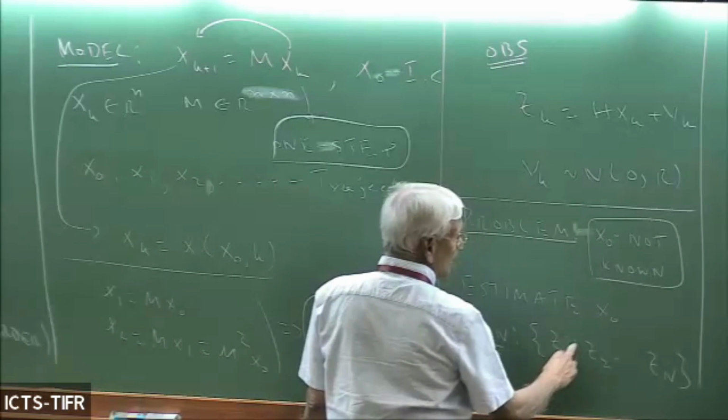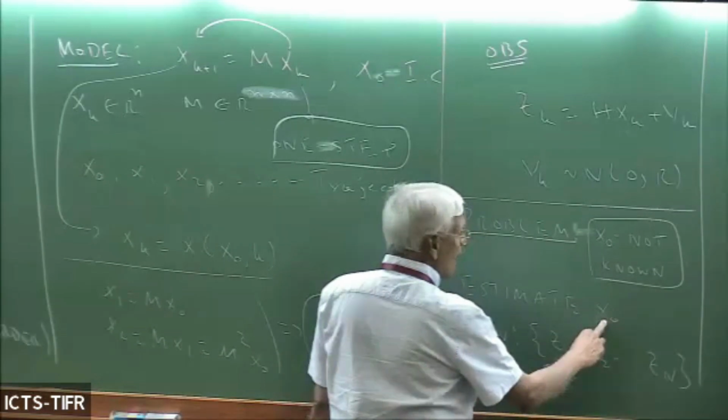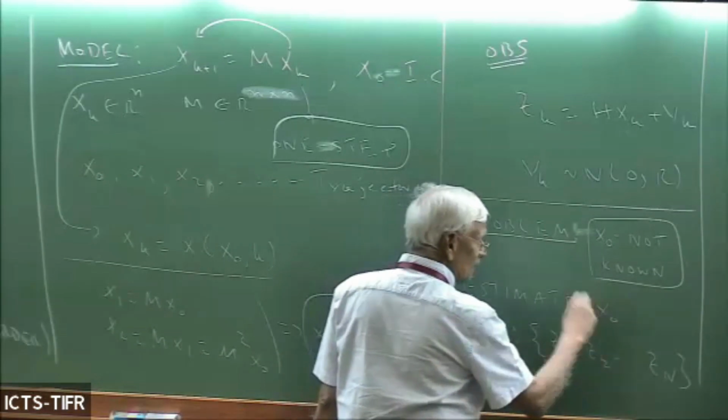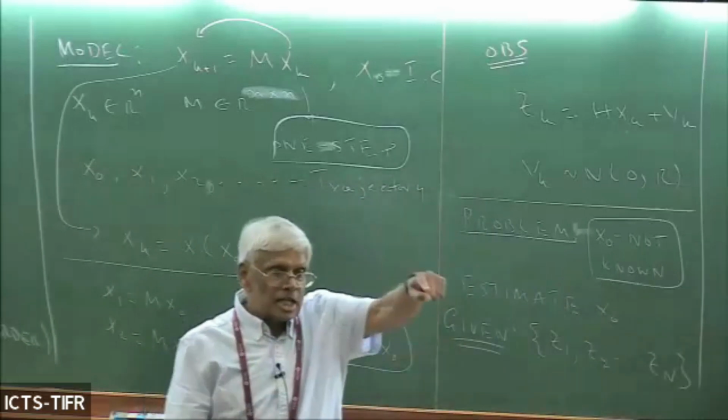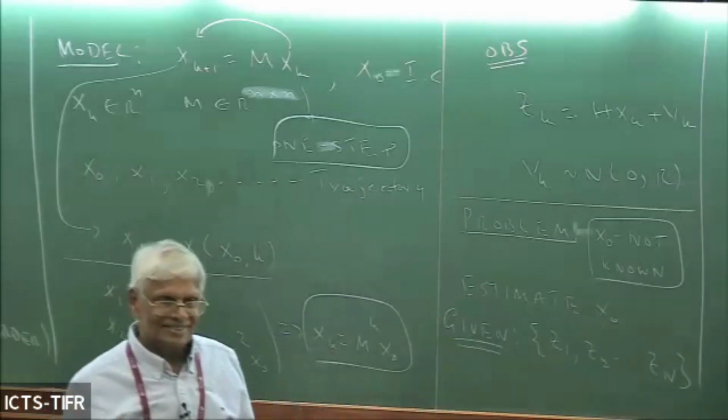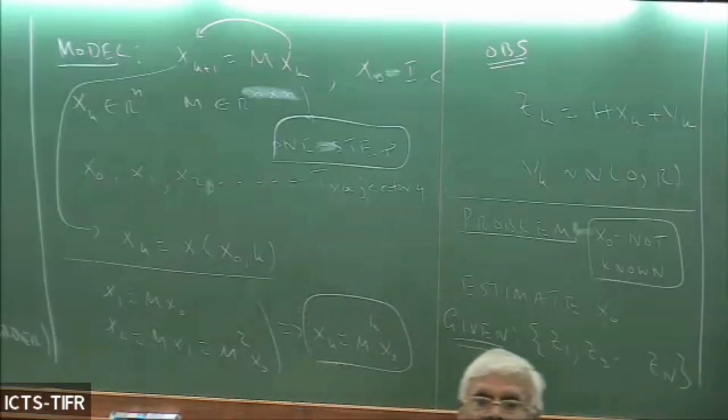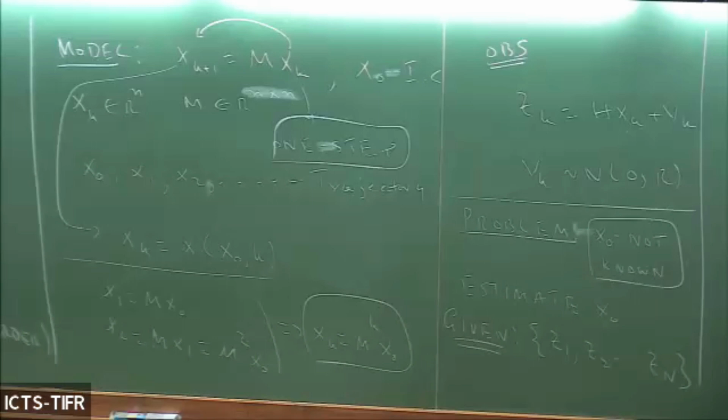Zi contains information about xi, and xi contains information about x naught. So from z to x naught. You see the link, please? How many of you are with me? You all have an aha on the statement of the problem? How many of you are with me? Raise your hands, please. That's right. The problem statement must be clear to you.